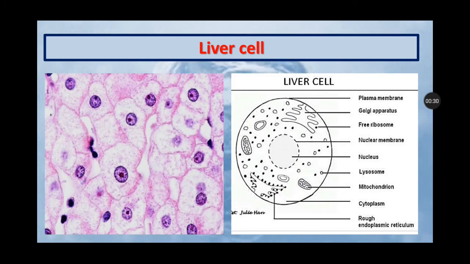Mitochondrion is the word used for a single mitochondria. When we are talking about many, it will be mitochondria, and if we are talking about a single one, it will be called mitochondrion. Then the cytoplasm, and the rough endoplasmic reticulum and the smooth endoplasmic reticulum as well.